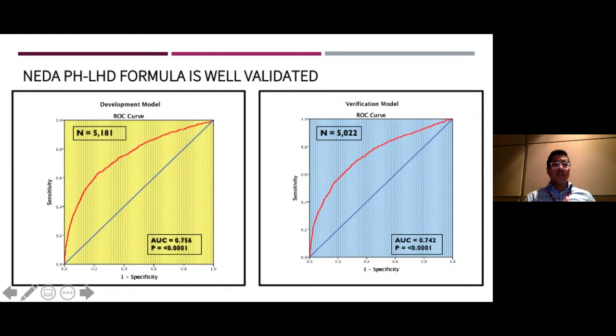In order to establish the accuracy of the formula, we applied it to our development model, highlighted in yellow on the left. The area under the receiver operating characteristic curve was 0.756, suggesting that our model is 76% accurate in diagnosing pulmonary hypertension due to left heart disease. We then tested the formula on our verification model, highlighted in blue on the right, and the yield is very similar with an accuracy of 74%.